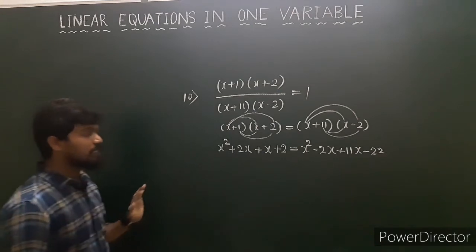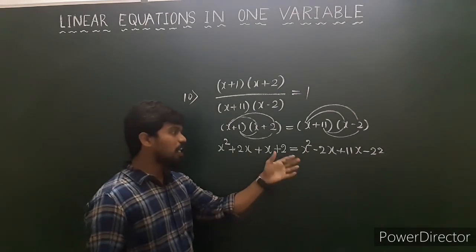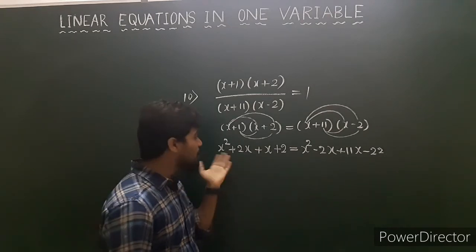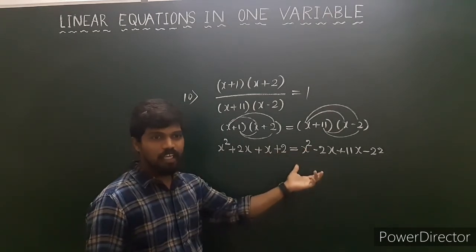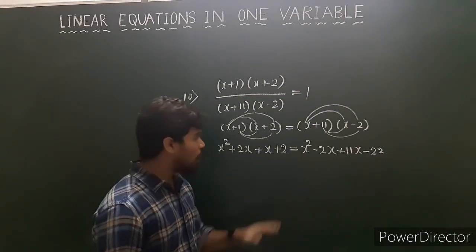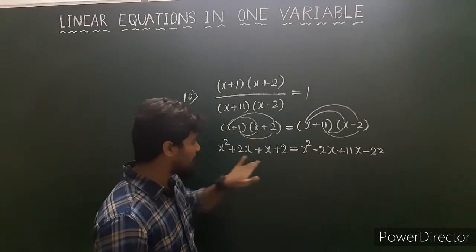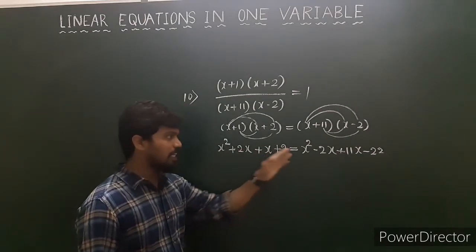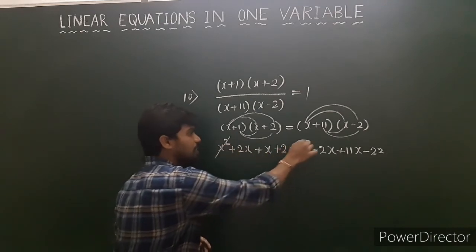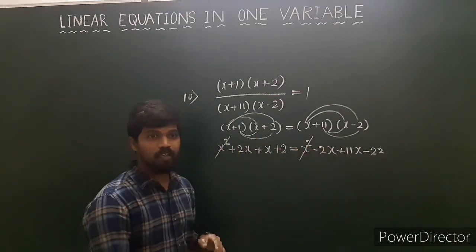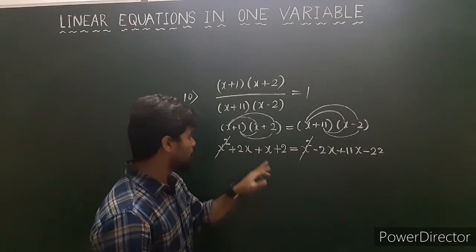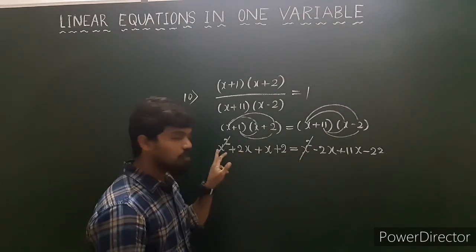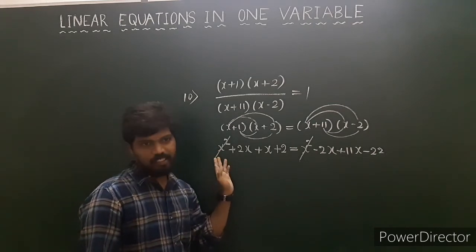See that? The equal sign is like a balance. If you have the same terms on either side of the equal sign, you can cancel. Or you transpose x square to this side, you get minus x square, so that will cancel with plus x square. So x square is cancelled with x square. Using transposition also it is correct.